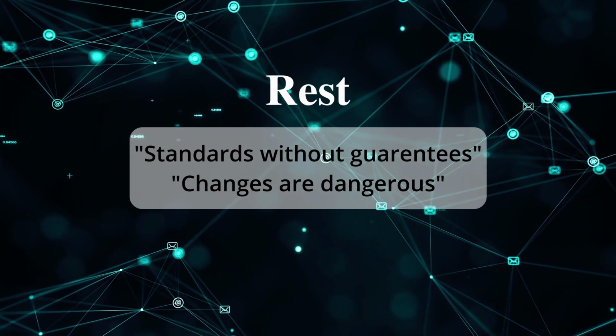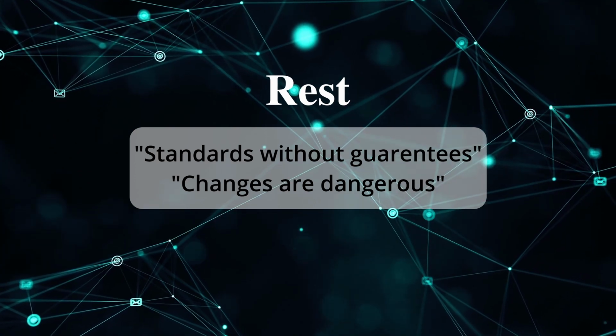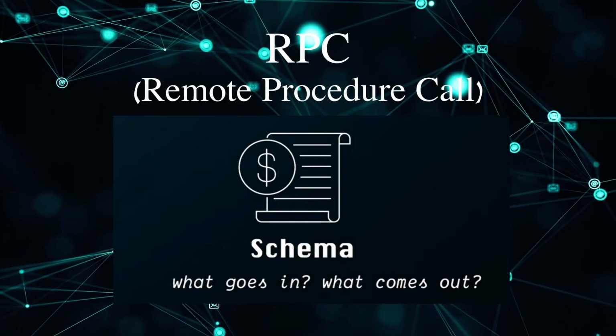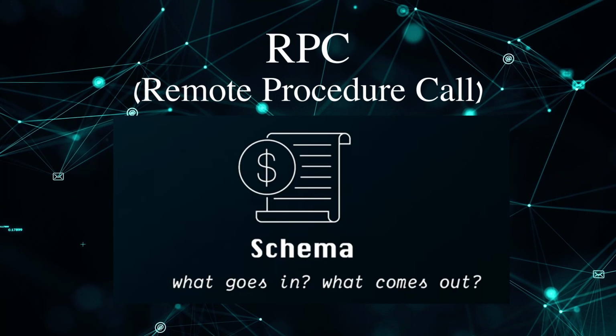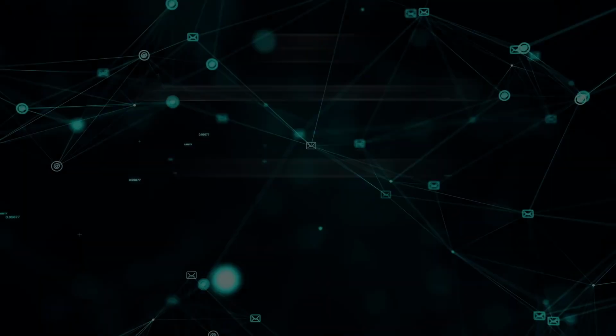REST does give us some nice standards, but there are no guarantees. If anything changes, the front end can get messed up. So there is an alternative called RPC, which sets rules in advance with something called a schema. This makes inputs and outputs explicit in advance.